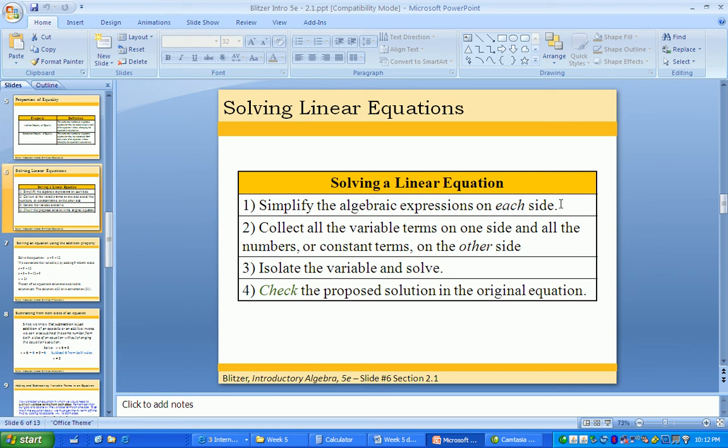Number 2 is collect all variables on one side and all the numbers or constant terms on the other. We'll demonstrate what that means, but everything with the variable we want to the left or right, whatever you choose, and everything that's just a constant we want to the other side. So we want to separate all the variable terms from all the non-variable terms. Next we want to isolate the variable and solve, and we'll talk about how we can do that. Then check the proposed solution. There's always a way to check this, so especially in quizzes, take advantage of this and make sure you check your work so that you get full credit on your quizzes.